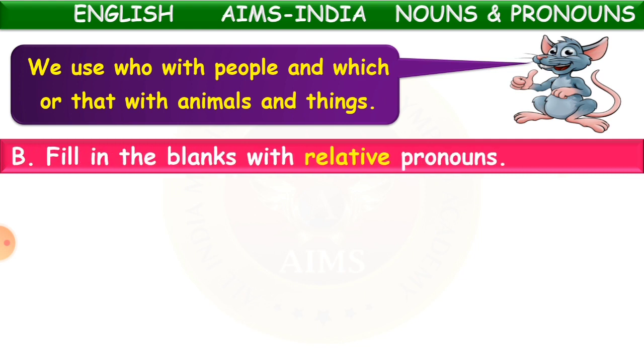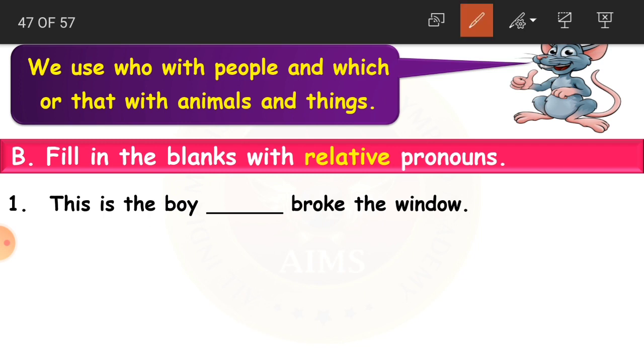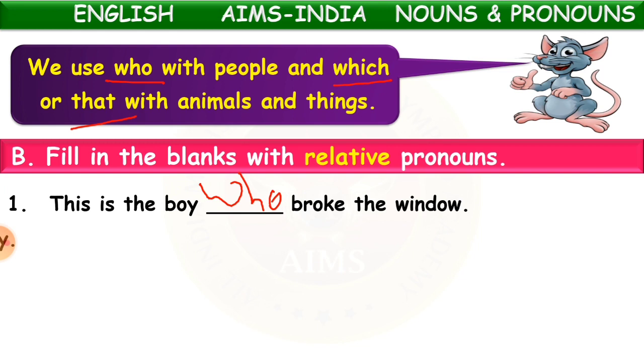Now fill in the blanks with relative pronouns. Again, relative pronouns. So what are relative pronouns? Who, which and that. Who is referred with people, which or that with animals and things. Now we'll just do the exercise. This is the boy dash broke the window. So what relative pronoun must come? Who broke the window.